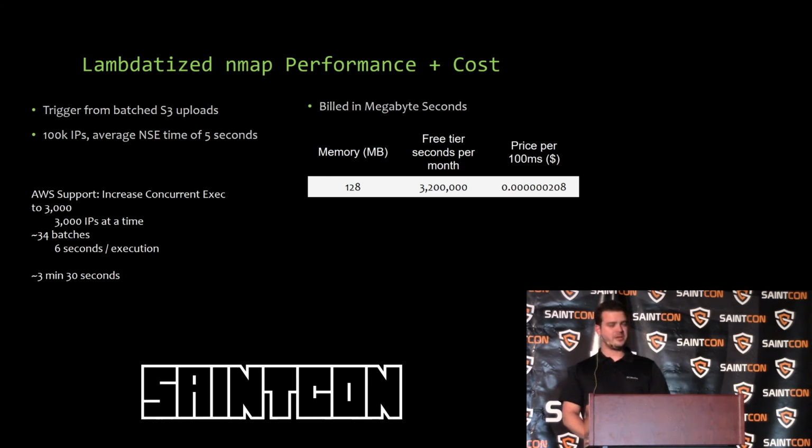It takes about 3.5 minutes. By default, there's a Lambda execution limit of 1,000 concurrent executions. You can contact support, and without too much arguing, they'll up that to about 3,000. So you can scan 3,000 IPs at a time, go through 100,000 IPs in 34 batches, 5 seconds per batch, 3.5 minutes to do your nmap scan across 100,000 hosts.